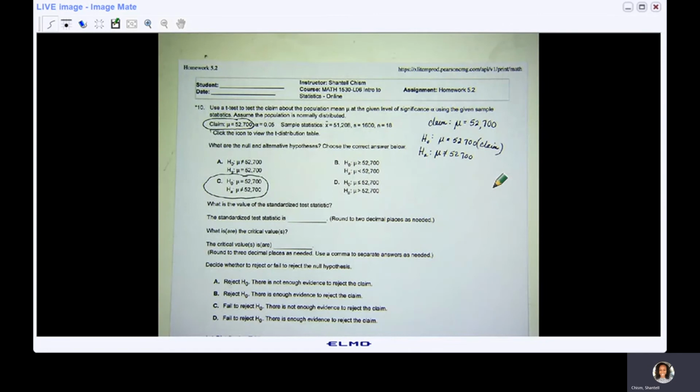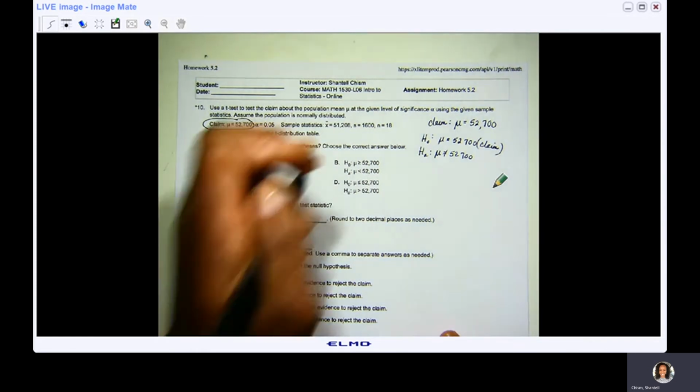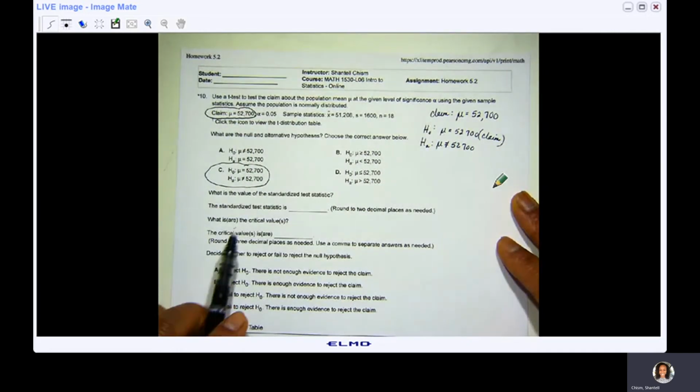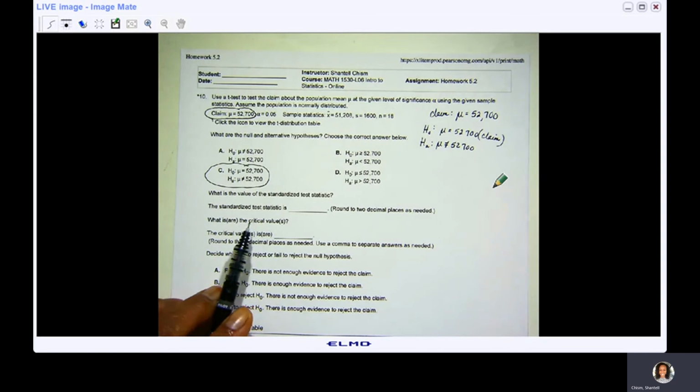Okay. Now let's get our standardized test statistic. You can technically get it from the calculator as well, but they want us to find the critical values. We're going to use the table for that anyway. So let's just go ahead and do it by hand.